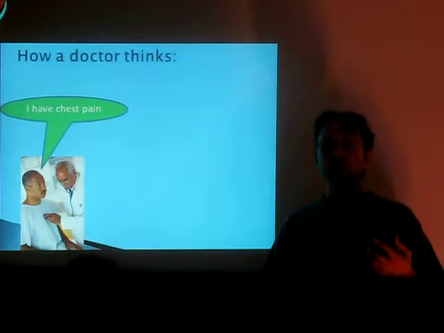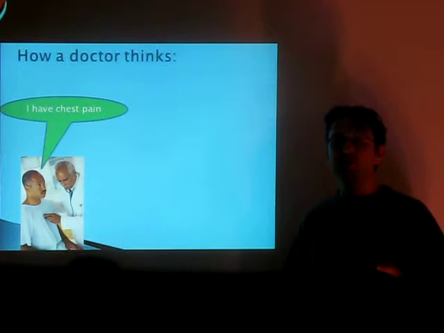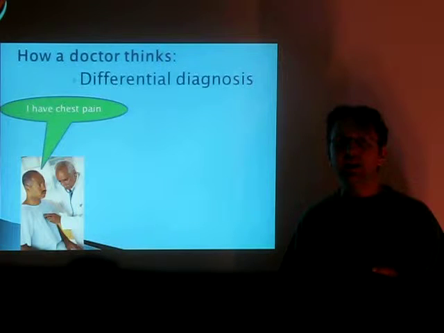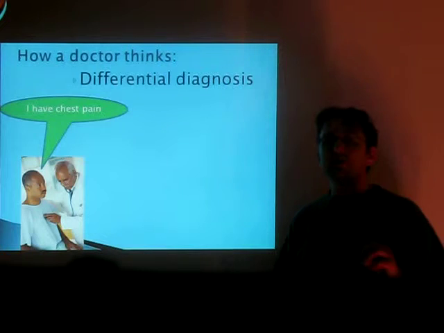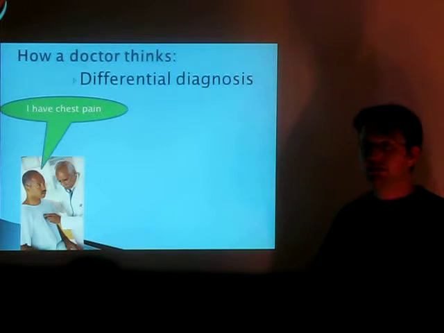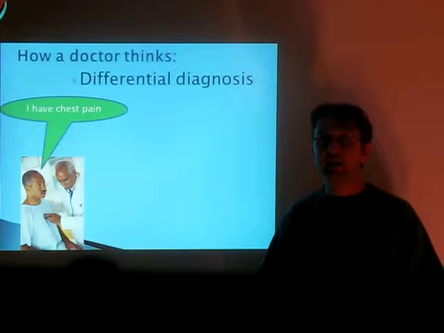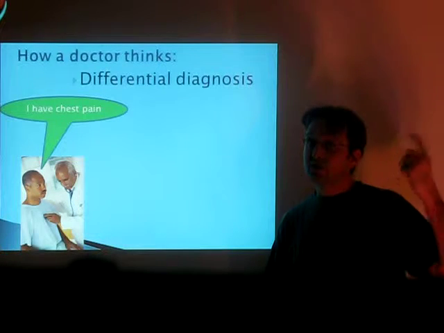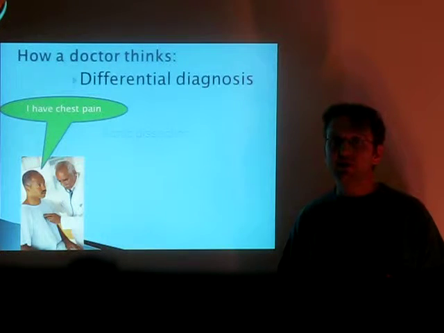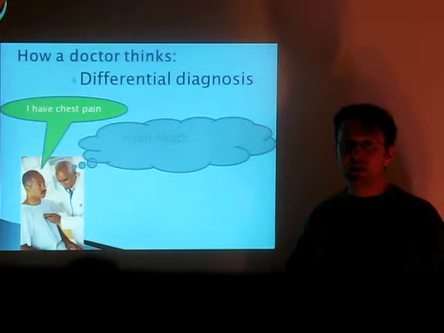So once the doctor has established a chief complaint, the doctor begins thinking in terms of a differential diagnosis. So that's the key phrase for how a doctor thinks, differential diagnosis. What a differential diagnosis means is that for any chief complaint, such as here, chest pain, there's a list of diseases that can cause a patient to have chest pain. So as the doctor talks to this patient, they're thinking in terms of that list of things that can cause chest pain. So here we see our doctor thinking about the different things that can cause chest pain.